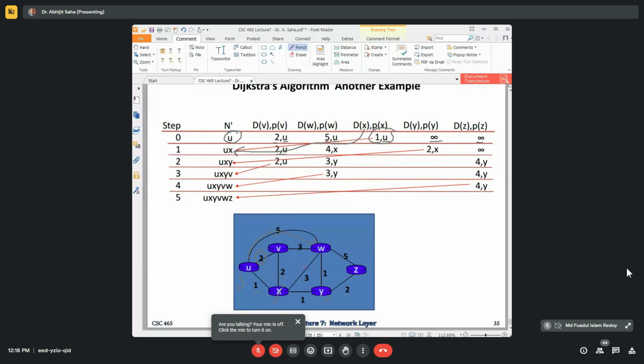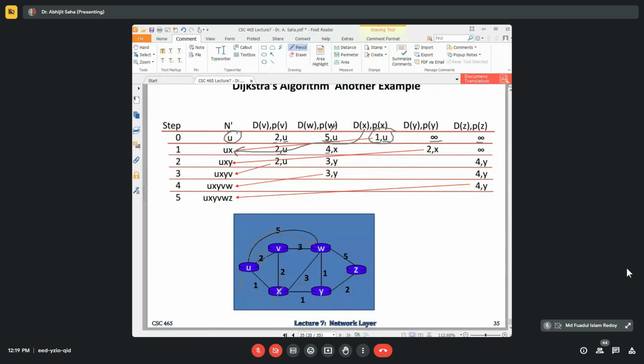Now, can you go from x to w directly? Yes, I can go. What is the cost? 3. What do I have in my hand? 1. 3 plus 1, it is 4. What was the previous value? 5. So we can find that the 4 is actually less than the 5, so that means it is going to be updated. The new value we have got is 4. So we have written the 4 for dw.